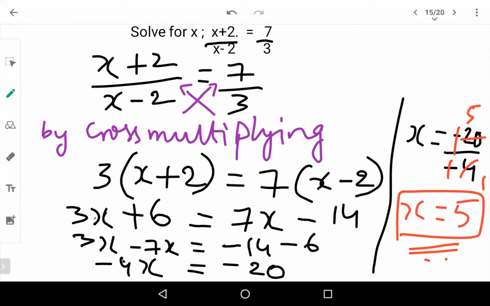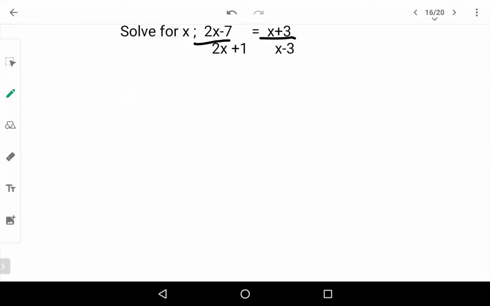Okay, now let's go to the next problem. Okay, similar, use the same method of solving and try this problem. I'll give you 2 minutes. Use the same cross multiplication method. You're supposed to cross multiply, where your x minus 3 will go to the top for multiplication and 2x plus 1 to go to the other side. Will you try? I'll solve it after you try. So first try.